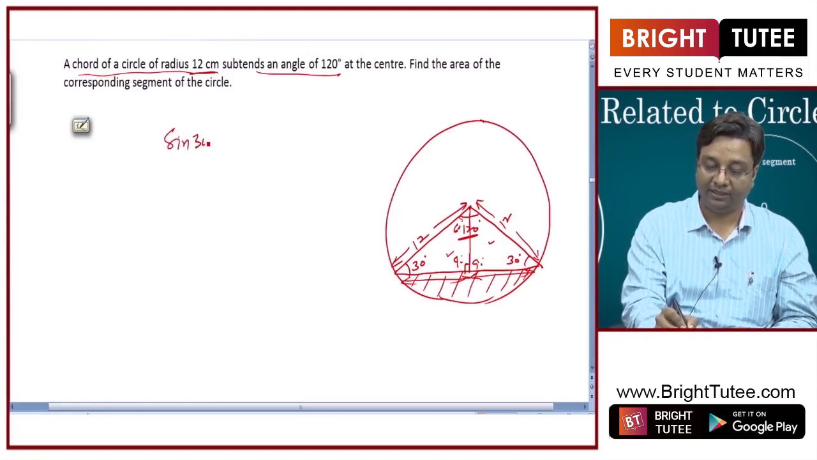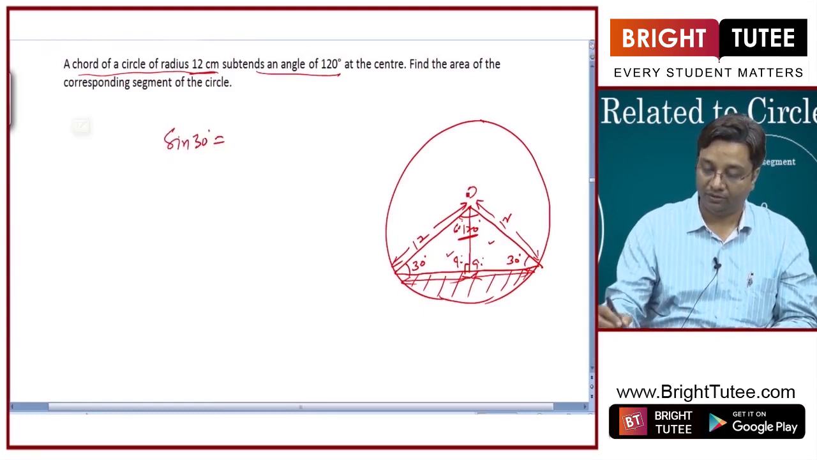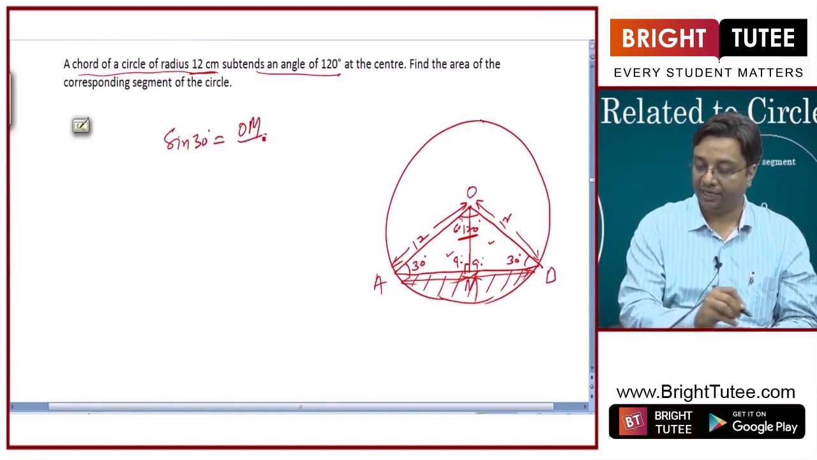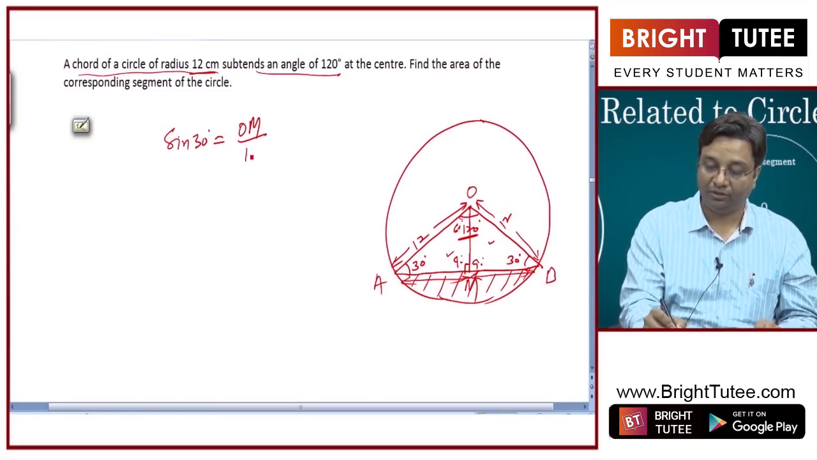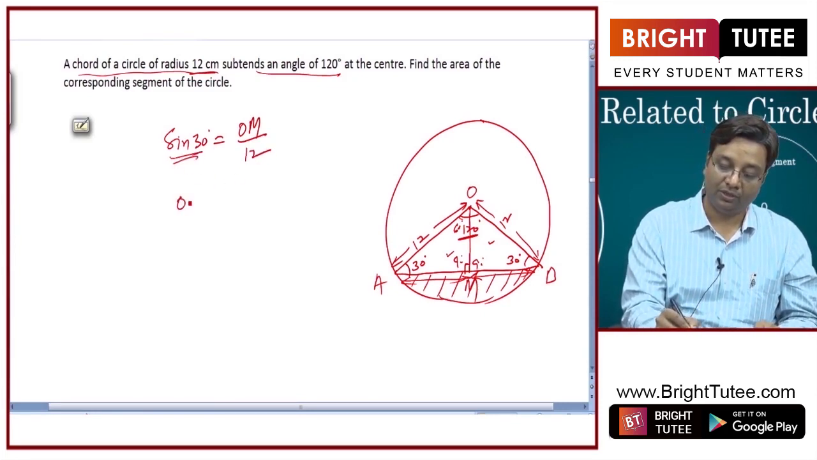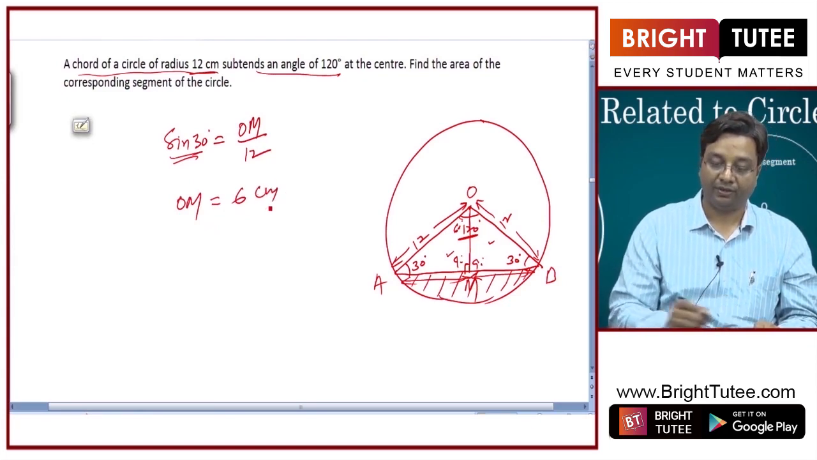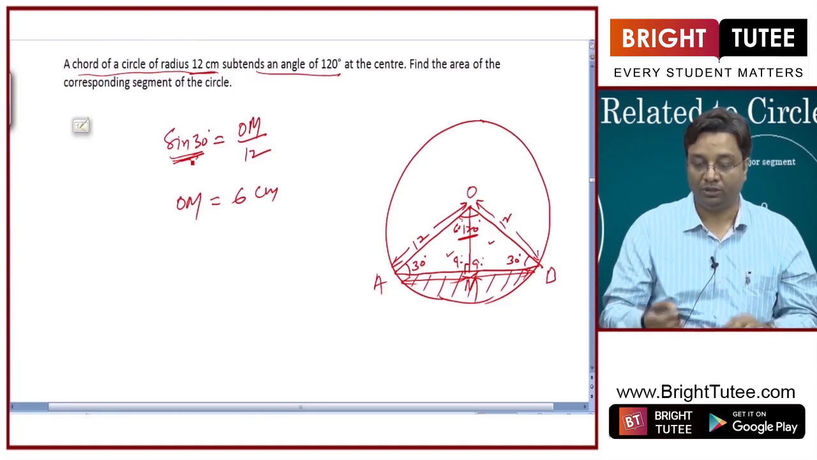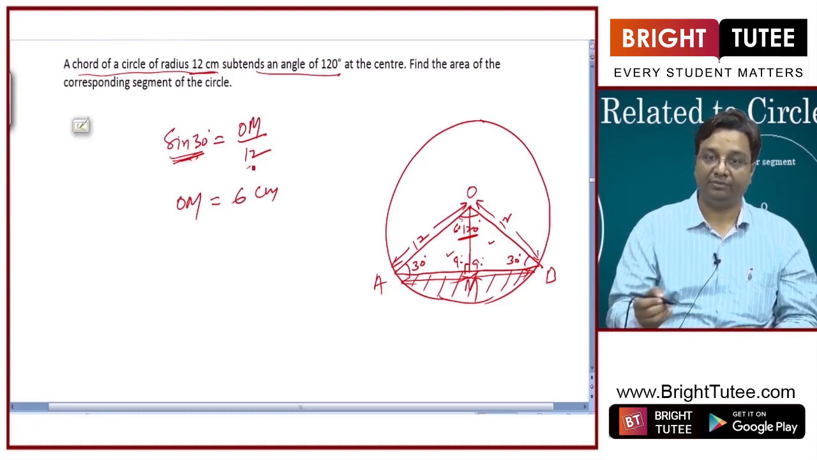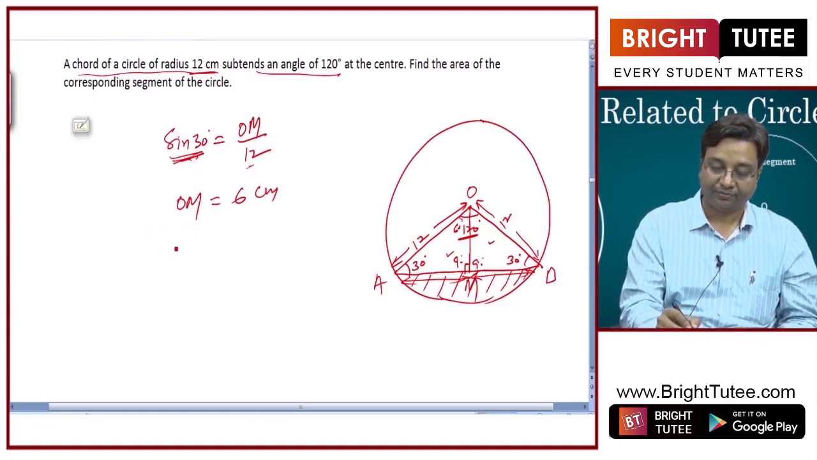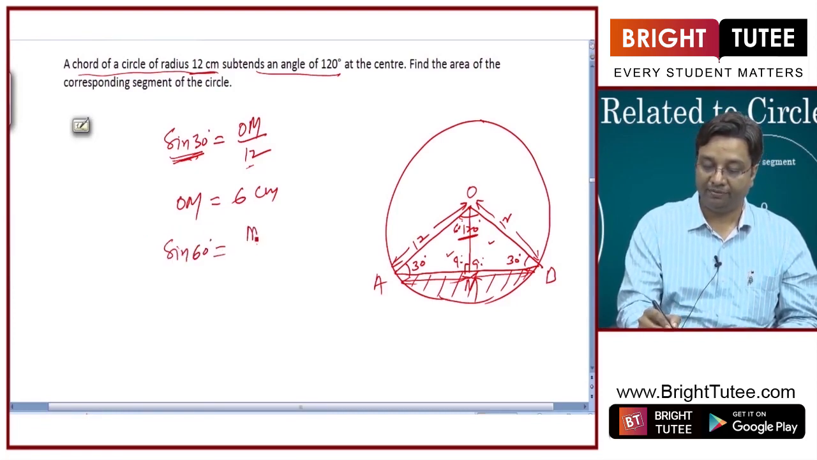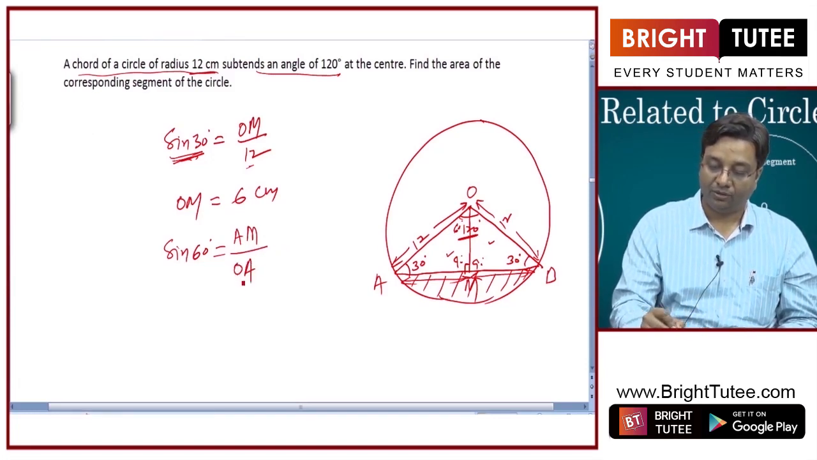So let's apply sine 30. It is equal to OM by the hypotenuse, which is equal to 12, right? It is 1 by 2, so OM is equal to 6 centimeter. Sine 30 is 1 by 2, so 1 by 2 multiplied with 12 will give me 6. So OM is 6. To calculate AM, let me do sine 60. It is equal to AM by OA, right? So OA is 12.